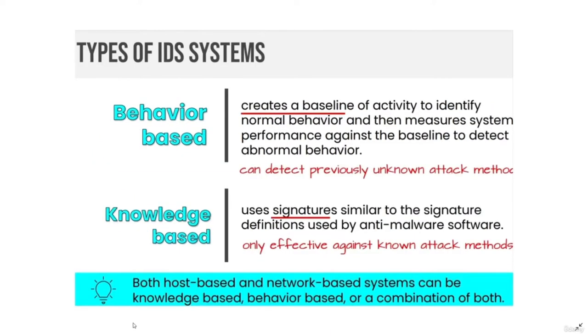Next, let's go over the types of IDS systems. These include behavior-based and knowledge-based. Behavior-based creates a baseline of activity to identify normal behavior and then measures system performance against the baseline to detect abnormal behavior. This type of IDS system can detect previously unknown attack methods.